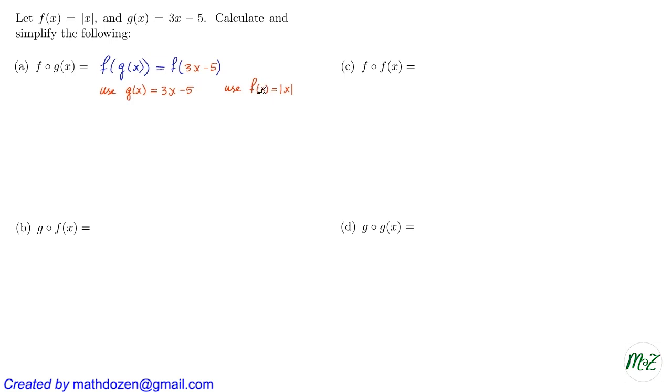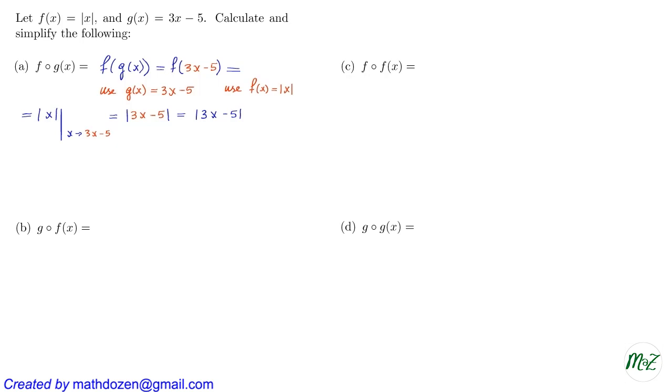So the formula for f is f of x equals absolute value of x. To find that value, you're going to take the formula, absolute value of x, and replace x with whatever expression you have there. This is 3x minus 5 that you have. If you replace x with 3x minus 5, you end up with absolute value of 3x minus 5. Just using one and the same color, it's absolute value of 3x minus 5. So that's the final answer for the first composition.